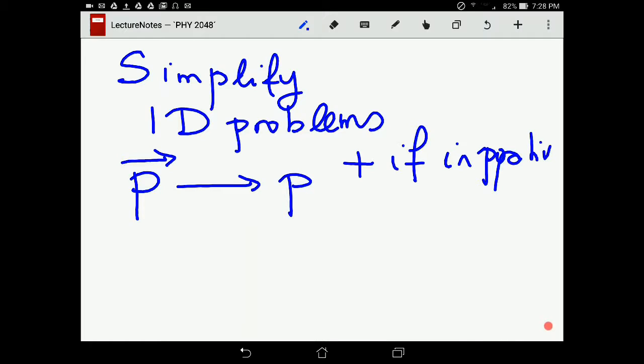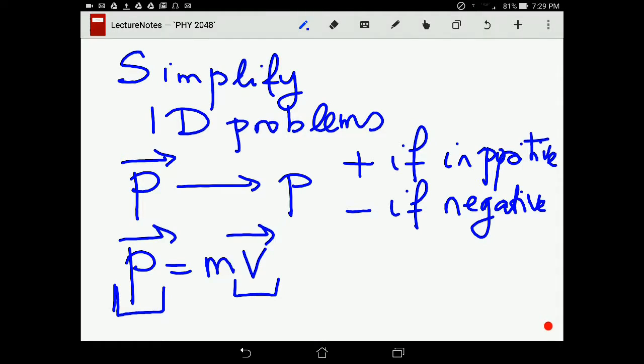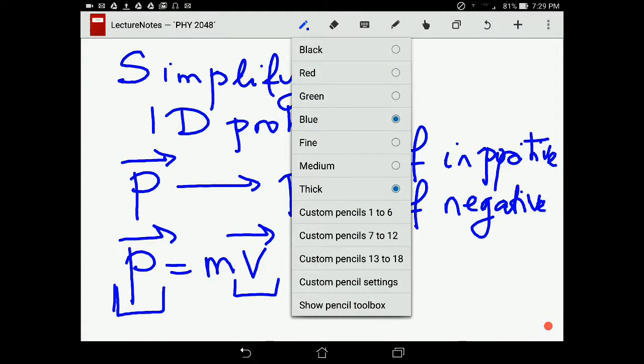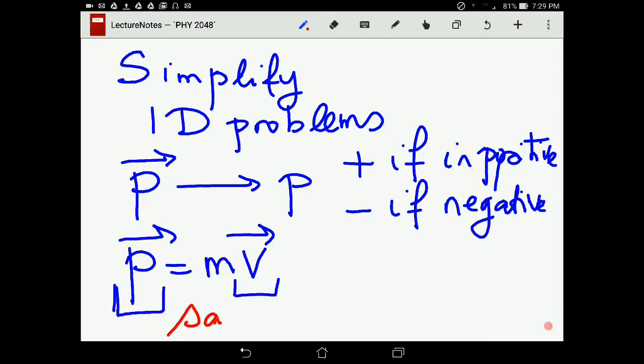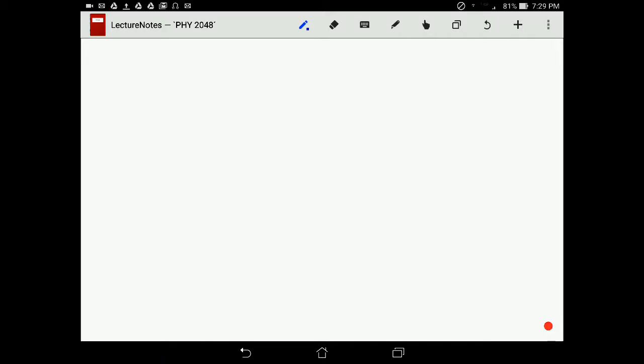and minus if it's in the negative direction, because if you look at the definition of momentum, p equals m times v, you realize that the velocity vector and the momentum vector have to be in the same direction. So those two will always have the same direction, and so whichever way the object is moving, that's the direction of the momentum.